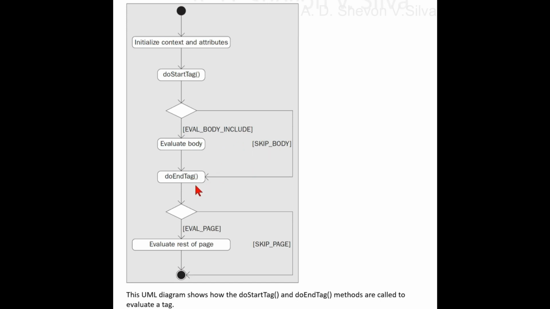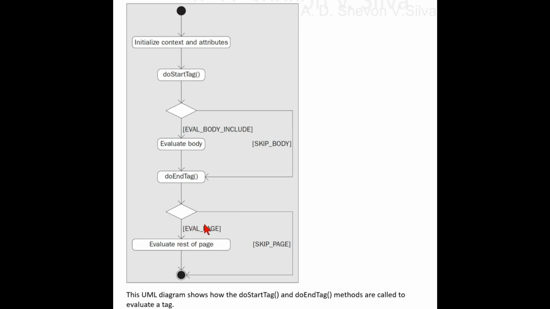doEndTag. The doEndTag method is called when the ending tag is encountered on the page. Again, regardless of whether the tag is written on the page by using the long or shortened format, int doEndTag throws JspException. This method also specifies an integer return type, and the valid return values for this method are two other constants defined in the Tag interface: SKIP_PAGE and EVAL_PAGE.